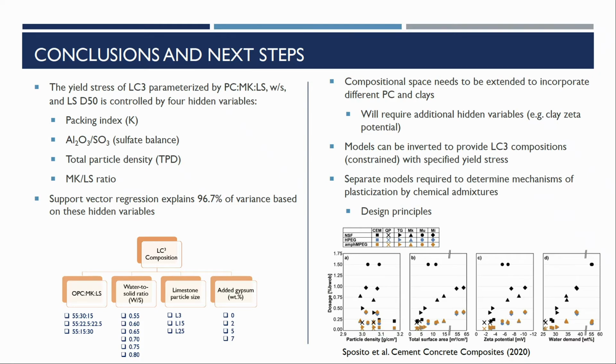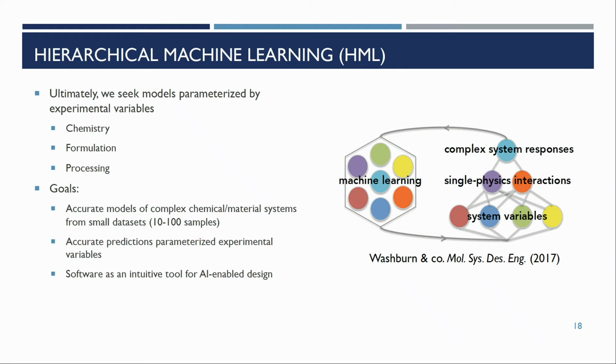So I'm going to quickly shift gears. In the first part I just talked about building an accurate model in terms of latent variables, and then seeing if we can use that model to understand the forces that govern the properties of a complex material like LC3 paste. Ultimately, we actually do want the model to be parameterized by experimental variables.